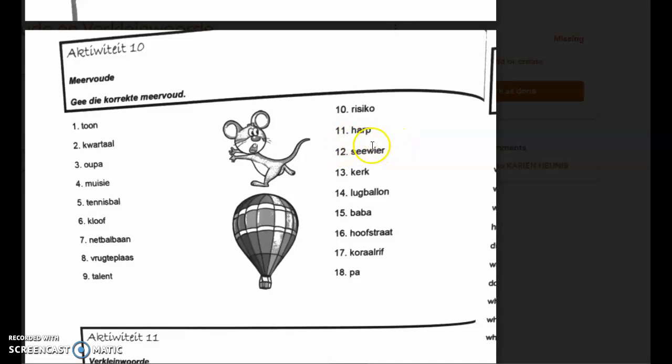Harp, harpe. Seewier, seewiere. Kerk, kerke. Ligballon, ligballonne, double N. Baba, baba's, without the apostrophe. Hoofstraat, hoofstrate. Koraalrif, koraalrive. So cut the S and add a double W. Pa word pa's with an apostrophe S.